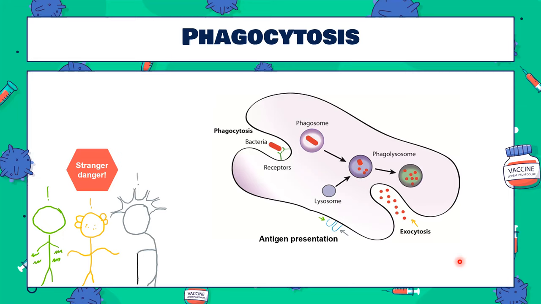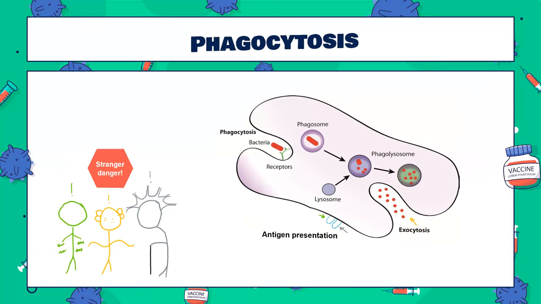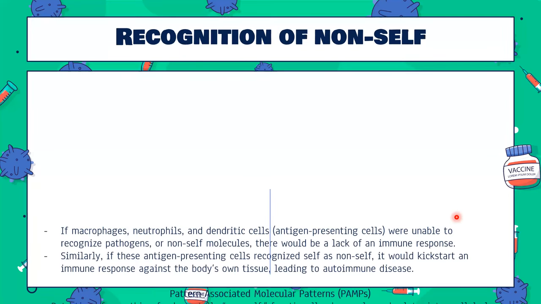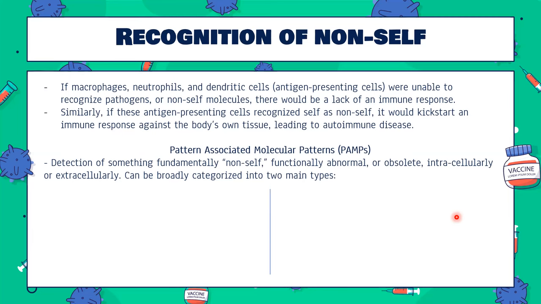All right, now I was talking to you guys about self and non-self. How do we actually recognize non-self? Well, in macrophages, neutrophils, and dendritic cells, when they are unable to recognize a pathogen or they're looking at something that is foreign to them, they're going to start generating an immune response. And how they do that is by recognizing something known as a pathogen-associated molecular pattern, or PAMPs. So a PAMP is something that is fundamentally non-self. It is abnormal, it is obsolete, as in it is too old and it should be dead.